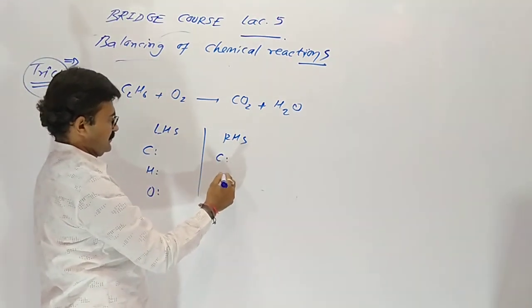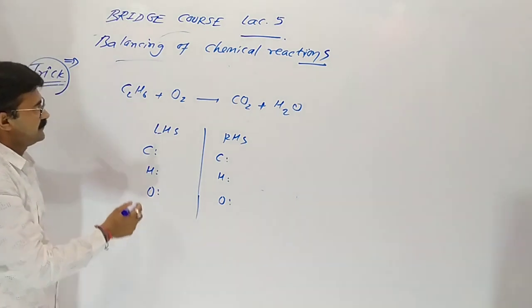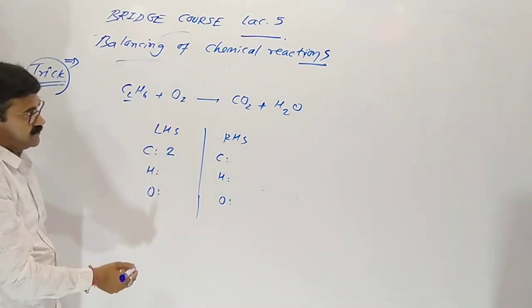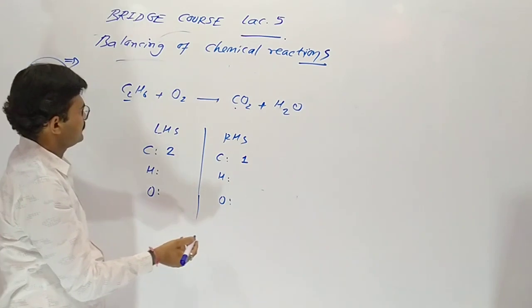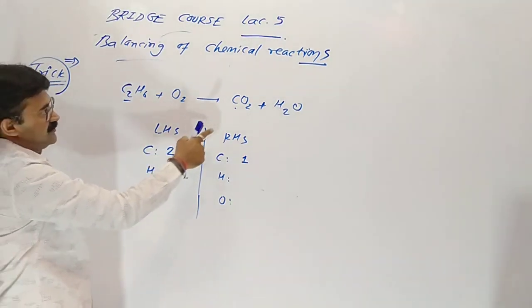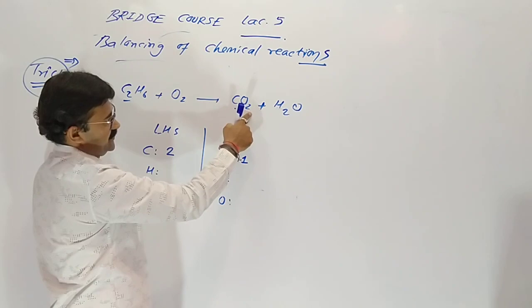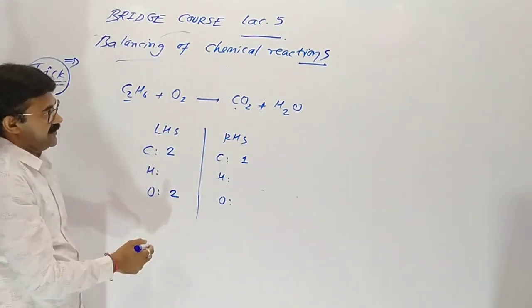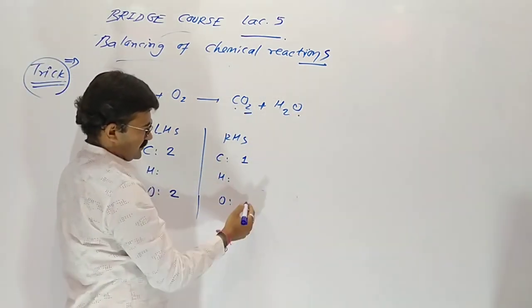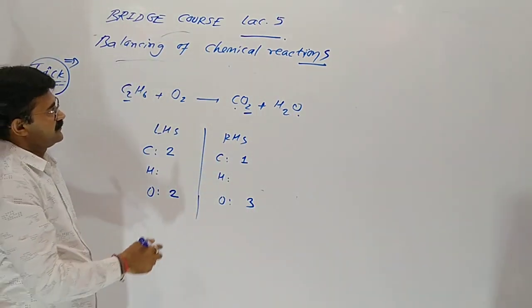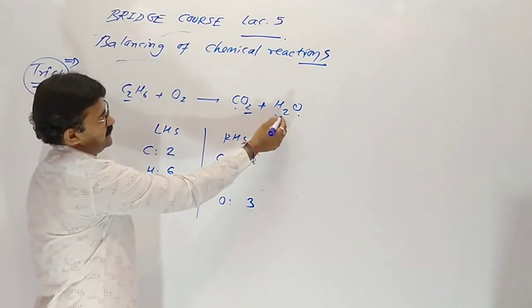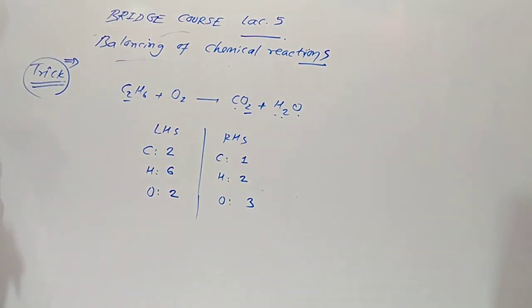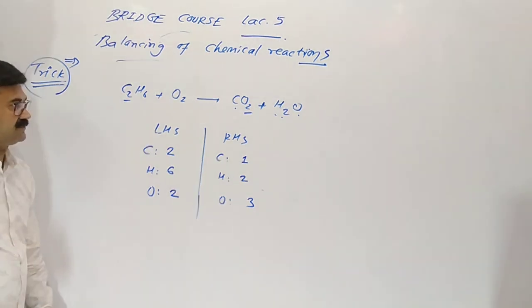Here carbon, hydrogen, oxygen. Here carbon is 2. Here it is 1. C2 means 2 times carbon, C 1 time. CO2 means oxygen 2 times, carbon is 1 time. O2 means oxygen 2 times. Here 2 plus 1, so 3 times. Hydrogen 6. Here hydrogen 2. No elements are the same. The number of atoms of the elements are not the same.